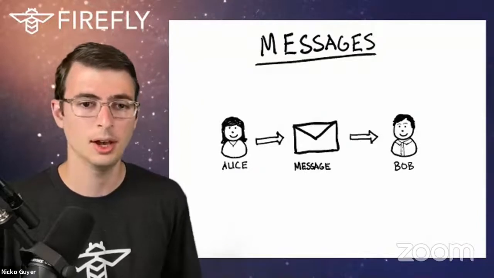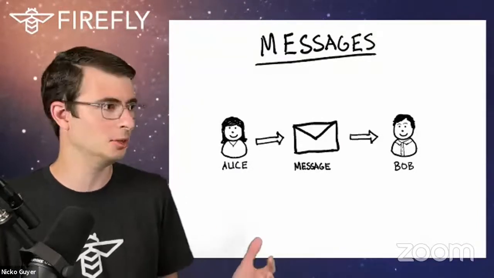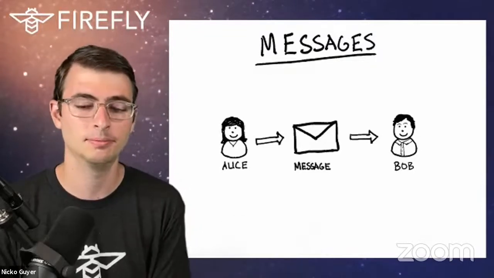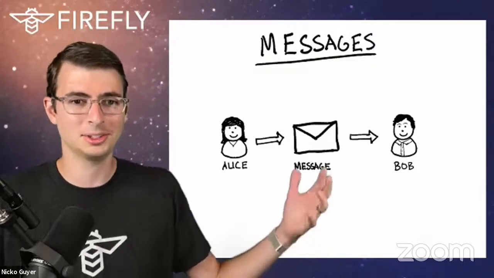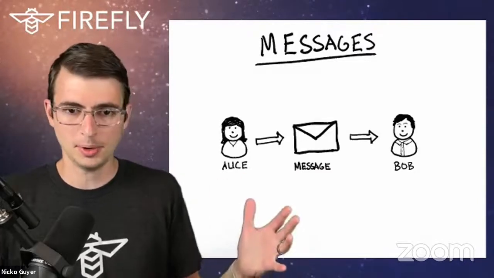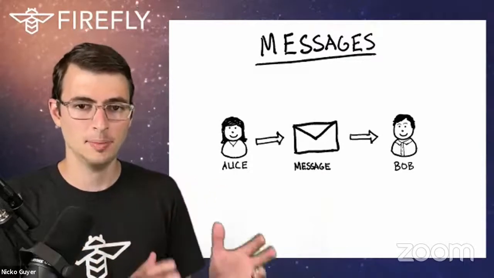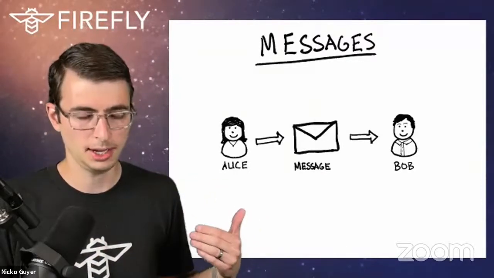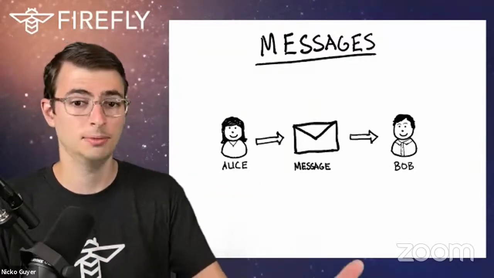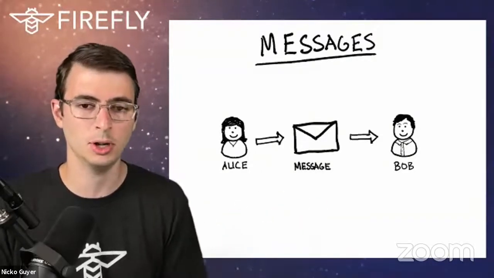Next concept is messages. In the world of computer science, the word message is rather overloaded, but Firefly has its concept of a message. So when Alice wants to send Bob data and Bob wants to reply to Alice, all of that data goes in a message. So I can send Firefly a message, and Firefly can notify me of messages that have been sent to me as well.